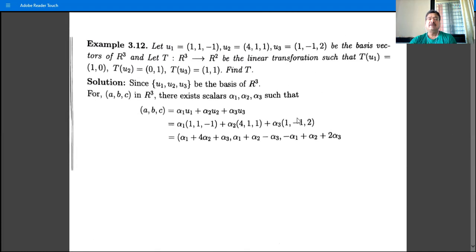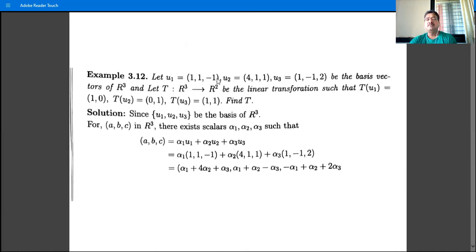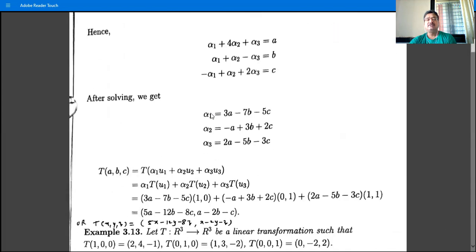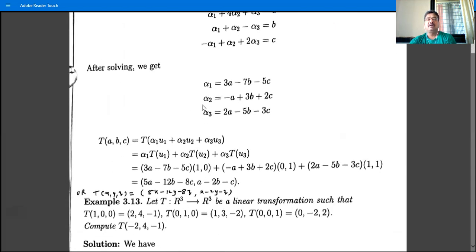In the previous problem, this 1, 1, 1, 1, 1, minus 1, 4, 1, 1, and 1 minus 2, 1, minus 1 minus 2, 2 is not a standard basis. So we have to do all these calculations, and we have to find the values of alpha 1, alpha 2, alpha 3, or k1, k2, k3. But here we have directly the values of alpha 1, alpha 2, alpha 3, and what are they? Minus 2, 4, minus 1.